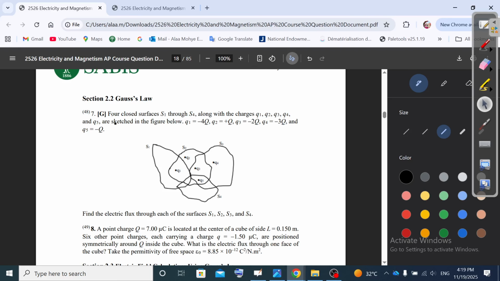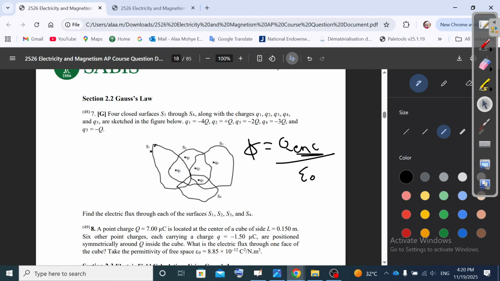This is definitely coming. For closed surfaces S1, S2, S3, S4, with these charges, they want the electric flux through each of the surfaces. So the electric flux is your Q enclosed, and that enclosed is a really important part, over your epsilon naught. Okay. So let's find it for S1, S2, S3 and S4.